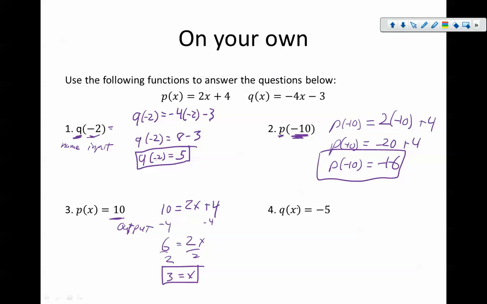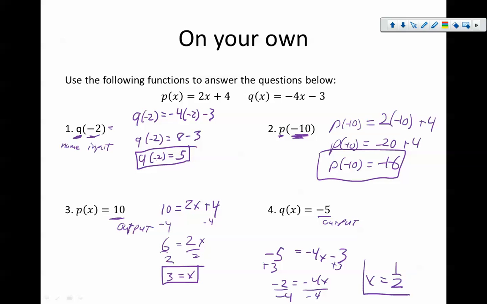Finally, the last one, I'm given the output of the q function. So I'm going to use the q function and replace q of x with negative 5. And then solve the equation. Add 3 to both sides gives me negative 2 equals negative 4x. Divide both sides by negative 4, and I get x equals 1/2. When my input is 1/2 in the q function, I get an output of negative 5.